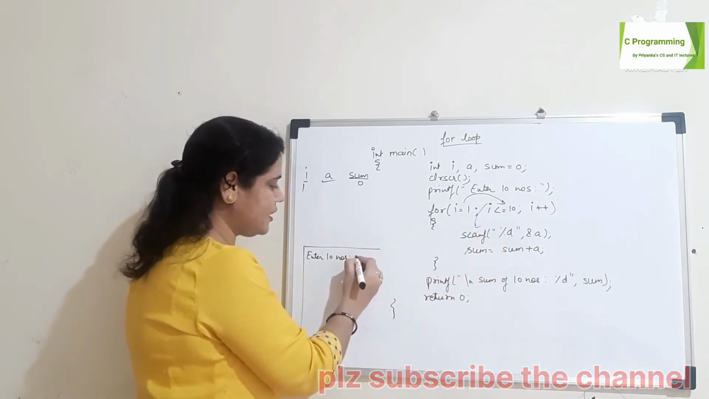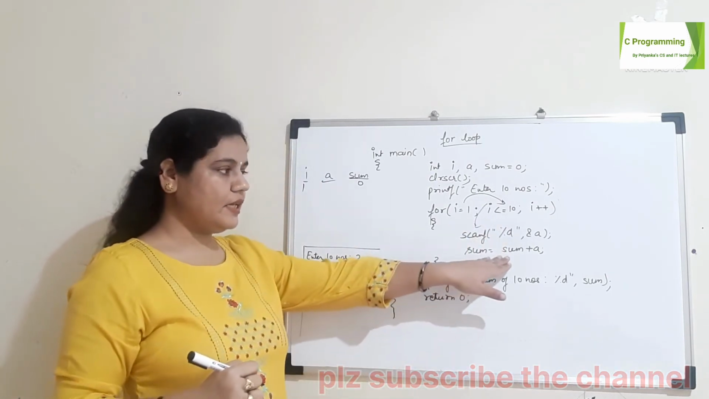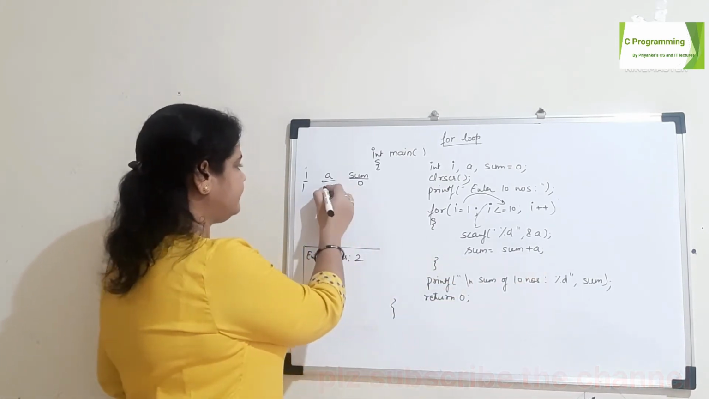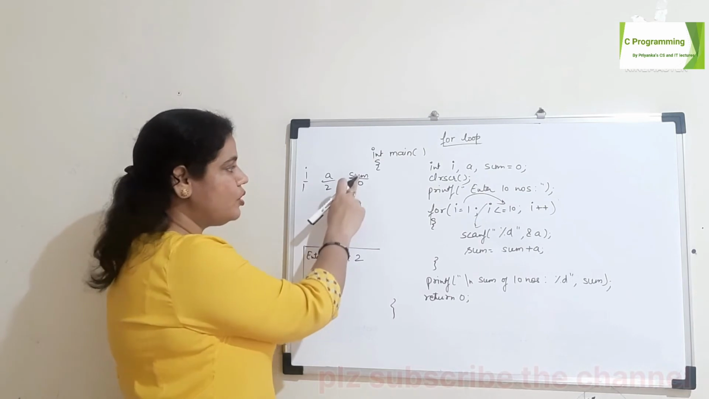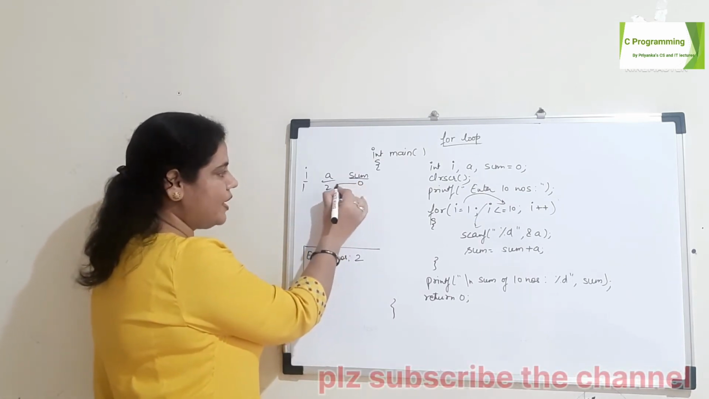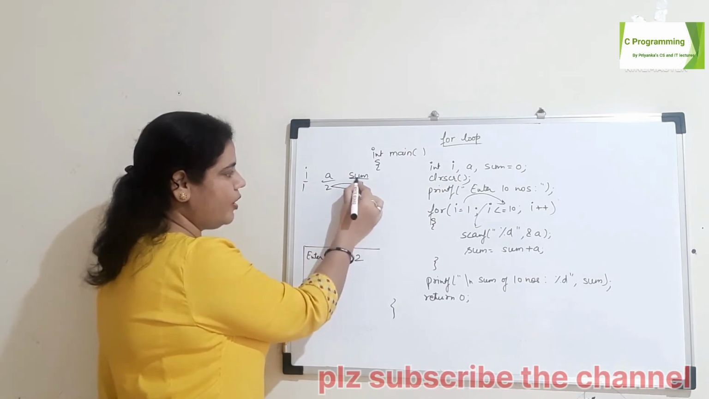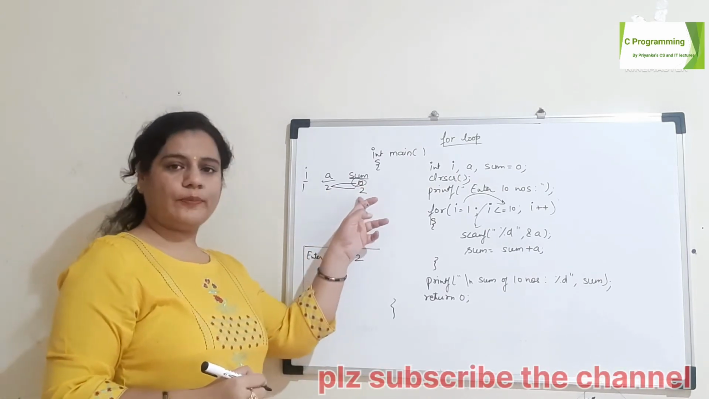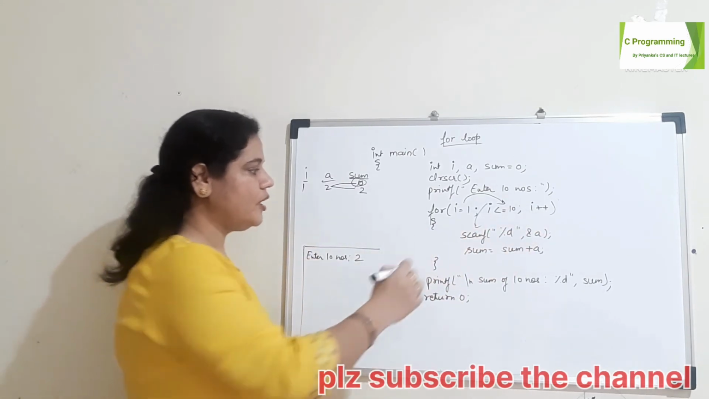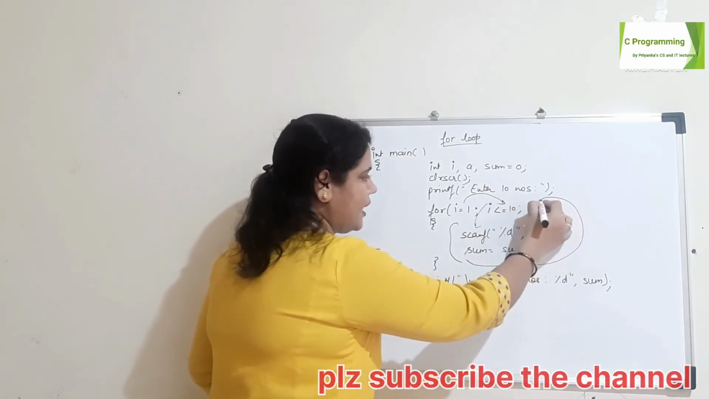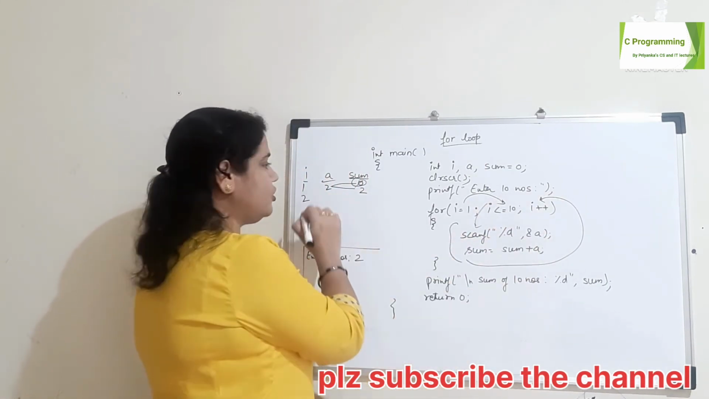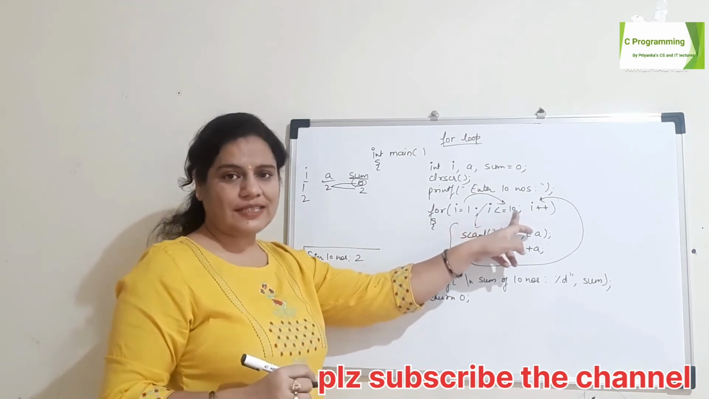First value the user has entered, suppose 2. Then sum is equal to sum plus a. The value of a is 2. Sum is 0. Sum is equal to sum plus a, then it will become 2. After that, it will not come out. It will go inside the increment part of the loop. Then i will become 2. 2 is less than equal to 10.